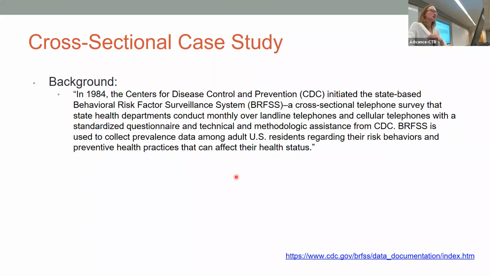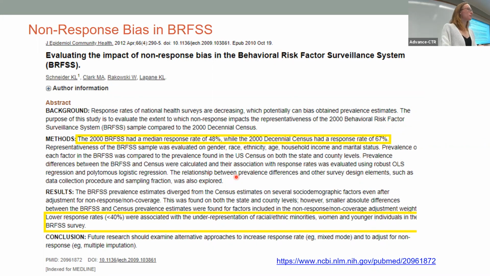So the case study here is the BRFSS, Behavioral Risk Factor Surveillance System study. In 1984, the CDC initiated this study, which was a cross-sectional telephone survey that was conducted monthly to landlines and cell phones by the state health departments. They had a standardized questionnaire that they called and asked subjects regarding their risk behaviors and preventative health practices that might affect their health status. The one thing that I wanted to show you from this study, so this is actually the abstract from a paper that was evaluating and trying to quantify the impact of non-response bias in this data set after the study had already been conducted.